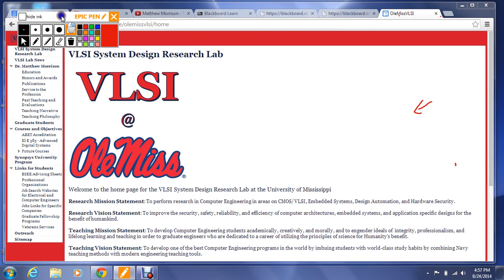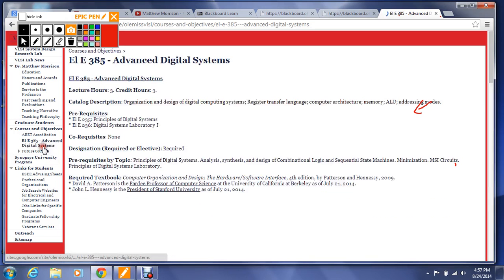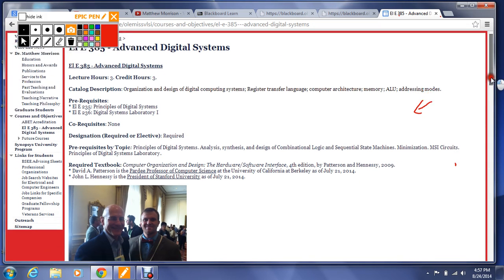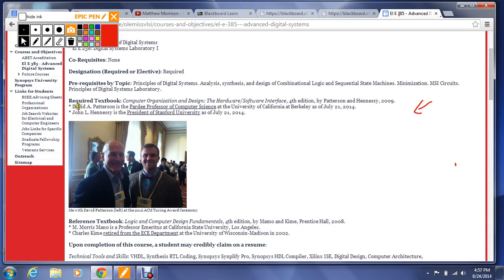So under here in Advanced Digital Systems, I've described what's going on in the course. So this textbook, this is a picture of me. This is me on your right. You guys haven't met me yet, but that's me. I do wear a lot of bow ties. Bow ties are cool. And this is David Patterson, one of the two authors of the textbook.